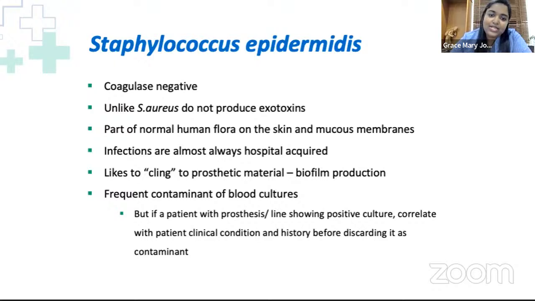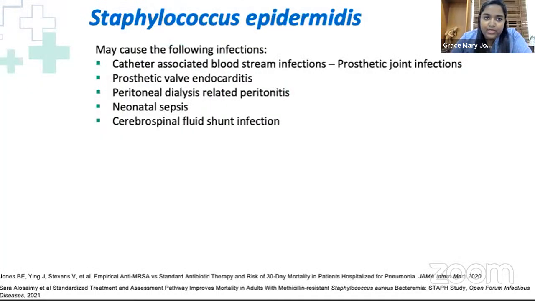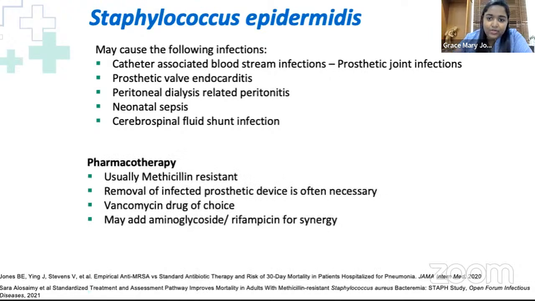Okay, so before discarding it as a contaminant, like every other day, just correlate with the clinical history of the patient as well. Now, these are the spectrum of things that it can cause, from catheter-associated bloodstream infection, which is a CLABSI, to prosthetic valve endocarditis, peritoneal dialysis-related peritonitis, neonatal sepsis, shunt infection for CSF. And usually, these organisms are multi-drug resistant, and always the device or the line has to come out if it is infected. Vancomycin is the drug of choice.